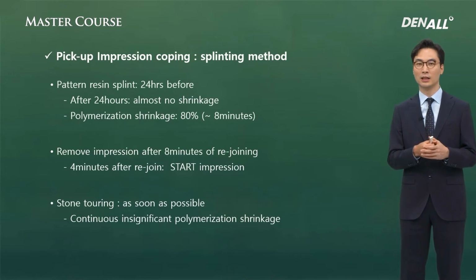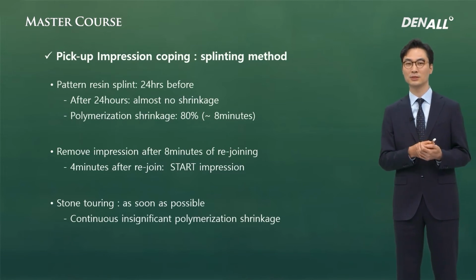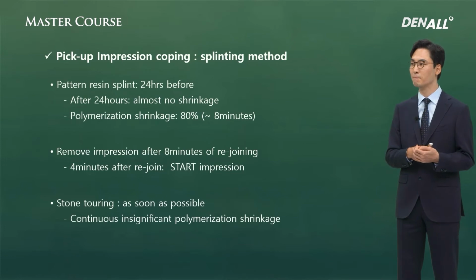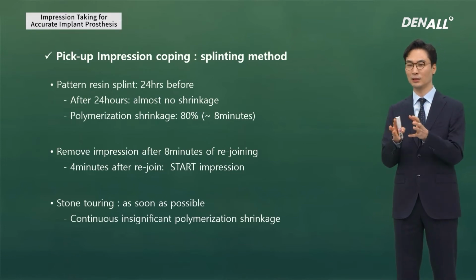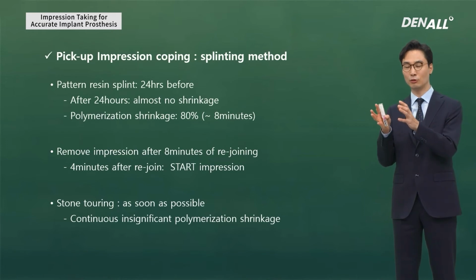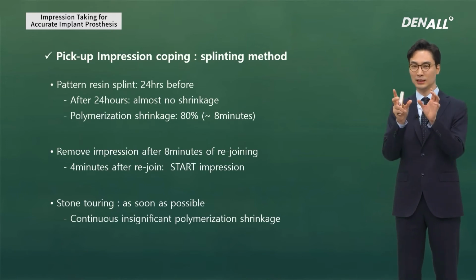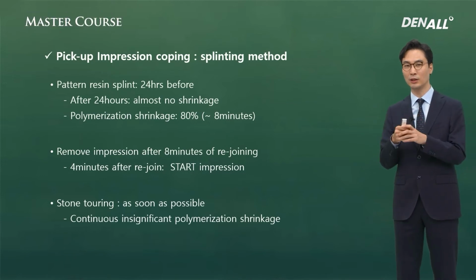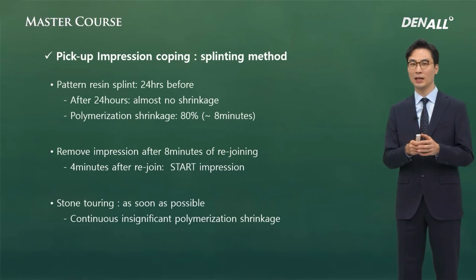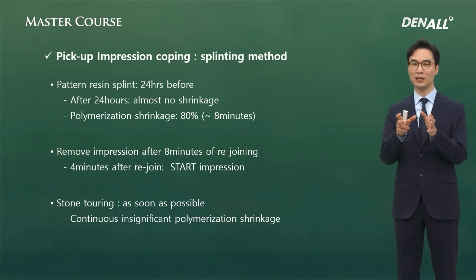80% of shrinkage occurs within the oral cavity. You connect the coping with a pattern resin block. Pour the resin in the gap, and if splinting is done after 4 minutes, you need to take the impression because it takes about 4 minutes for the impression material to set. So in total, it'll be about 8 to 9 minutes.